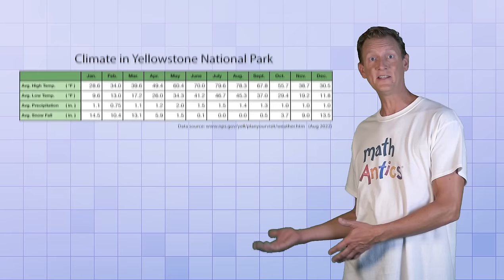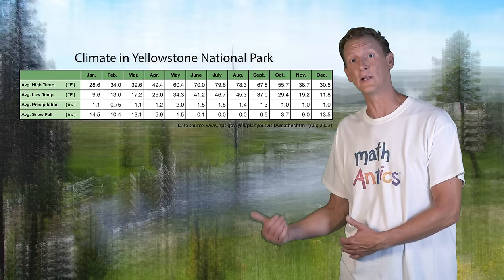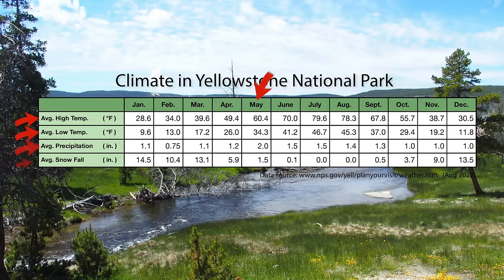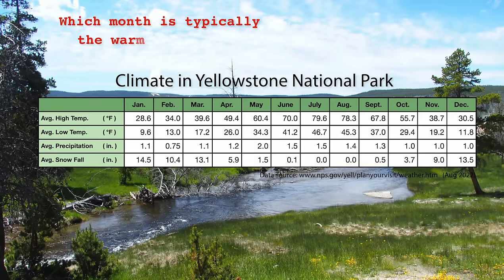For example, this data table organizes a lot of quantitative data about the climate in Yellowstone National Park. It's got a column for each month of the year and several rows corresponding to weather measurements, like average high and low temperature, and average precipitation and snowfall. A data table like this can be very useful because it can help answer questions like, which month is typically the warmest in Yellowstone? If you look at all the numbers in the rows about temperature, you'll see that the highest numbers are in the column labeled July.